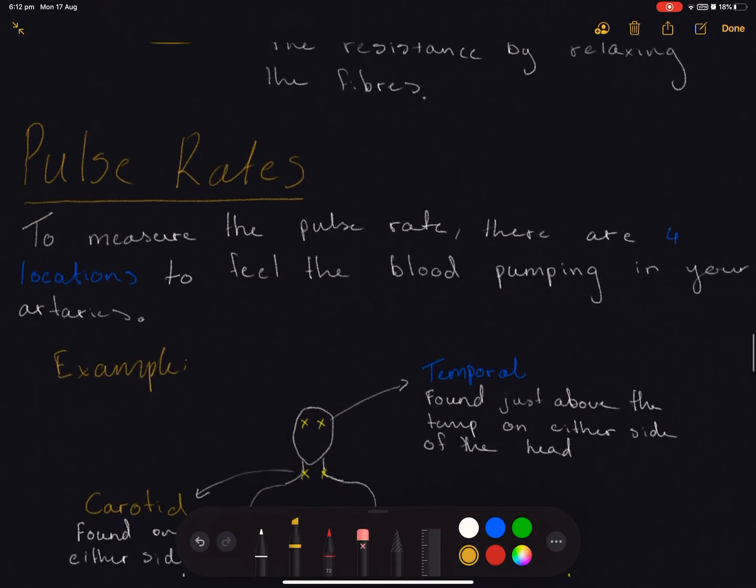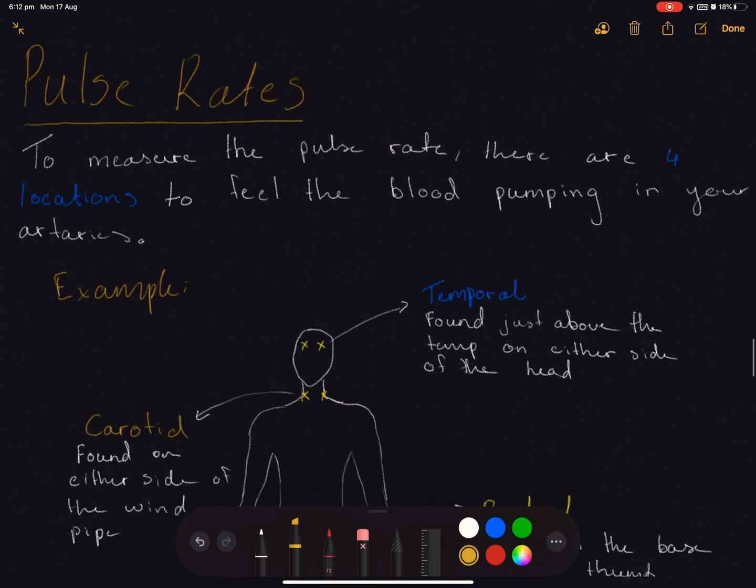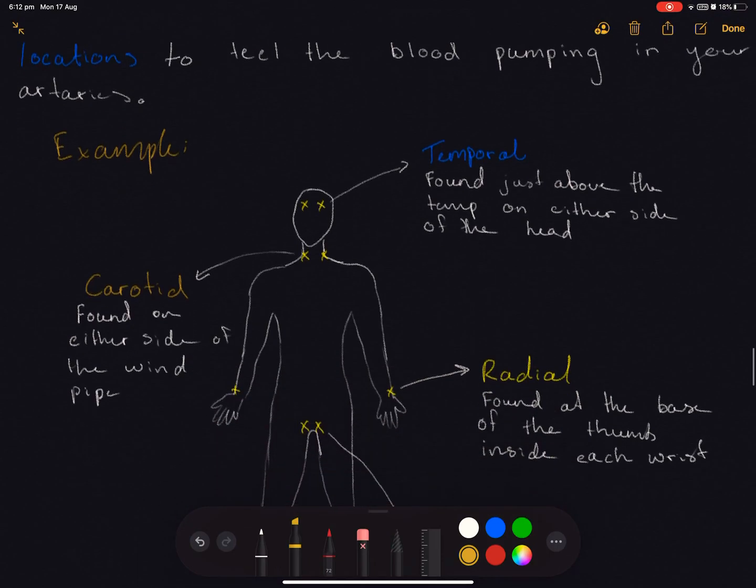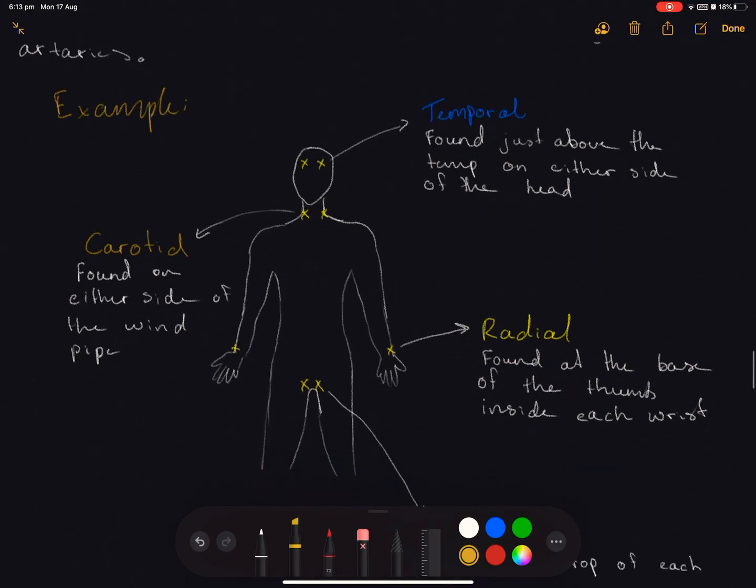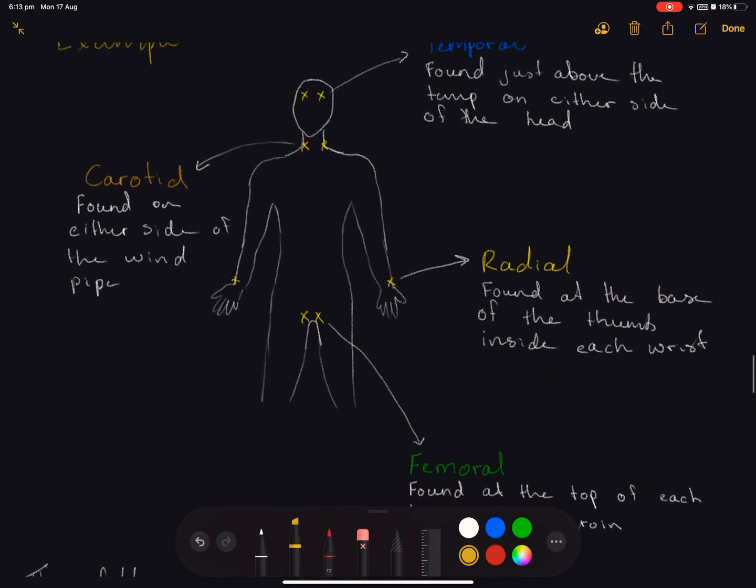Alright, that out of the way. Pulse rates. Basically, all you need to know is, first of all, how to measure the pulse rates and where to measure the pulse rates. Basically, each dadum is one pulse. Measure the number of pulses in 1 minute, and congratulations, that's your pulse rate. Not too difficult.